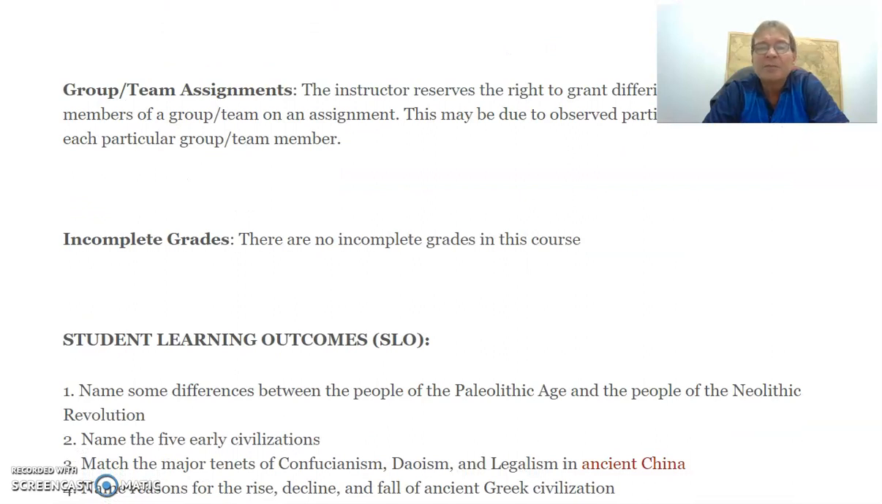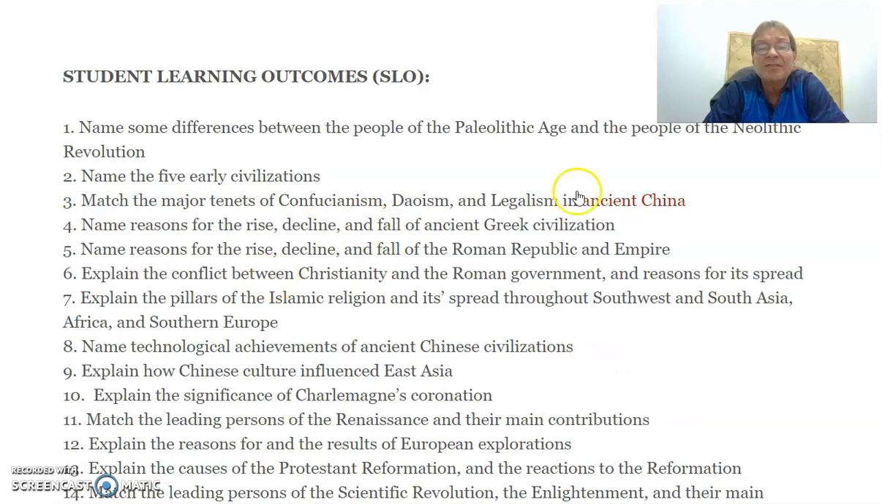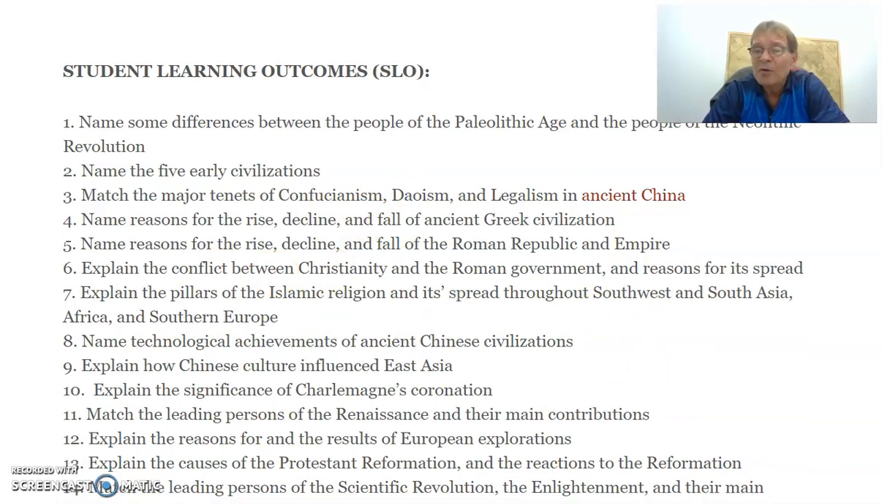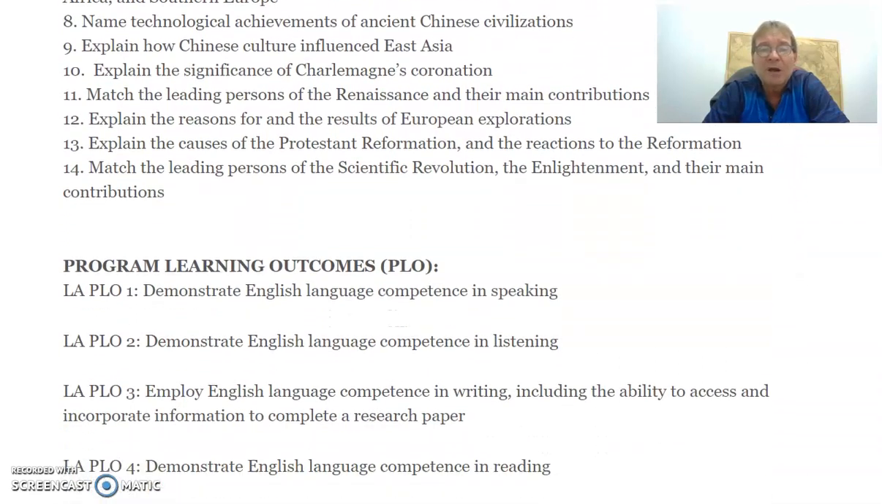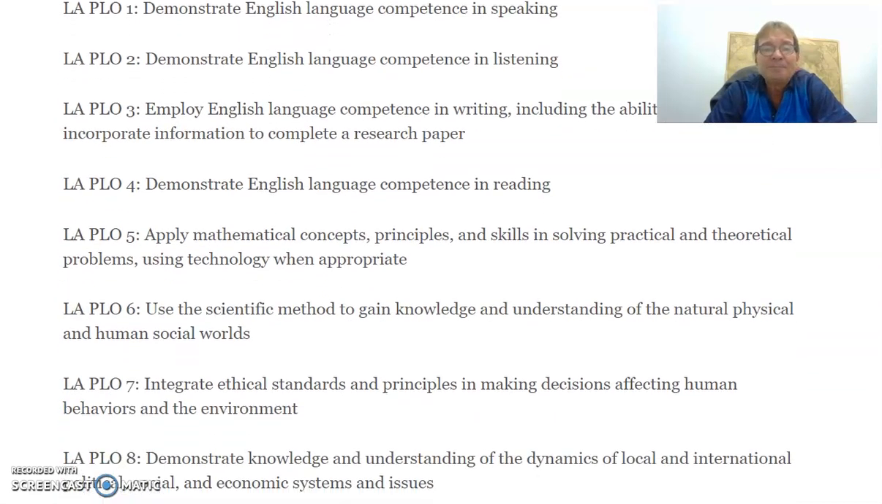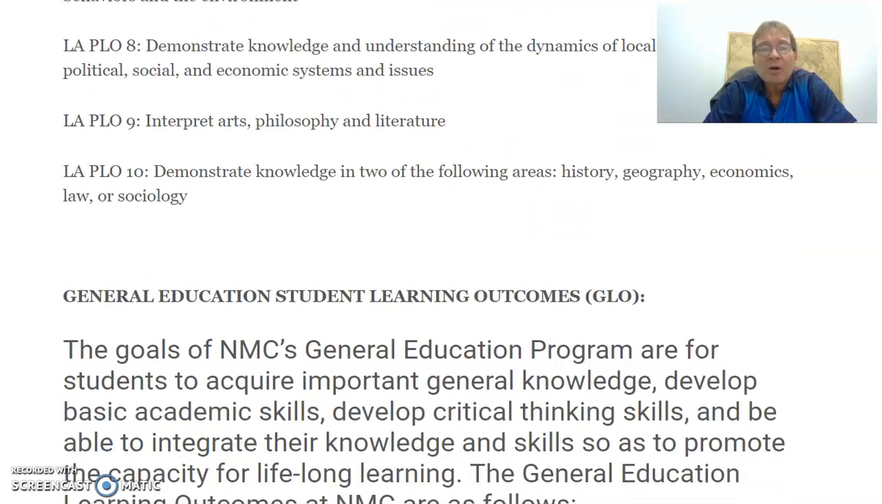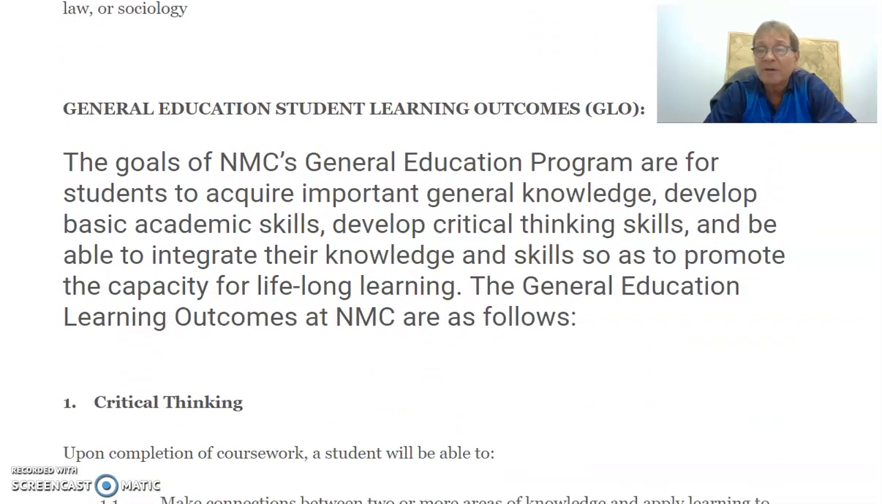It's pretty self-explanatory. Here are the outcomes, which basically all the assignments are measuring these things. And then these student outcomes link up to the liberal arts program outcomes. And we're emphasizing these things in your NMC education. Those program outcomes are also part of the general education.